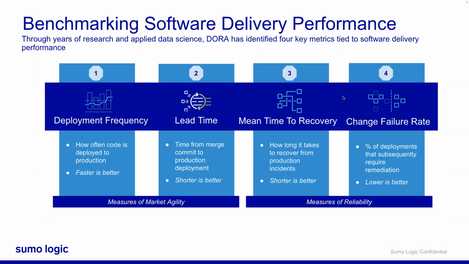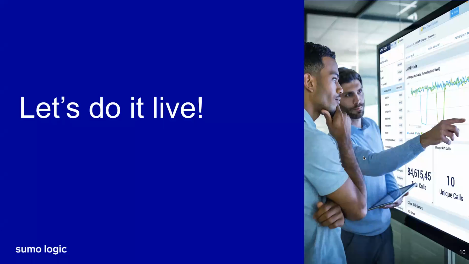And then on the other side, reliability. How long does it take you to recover from incidents? Shorter is better. And of the deployments that failed, how many subsequently required remediation? That is the percentage of your deployments that failed in production. So lower is better there, obviously.